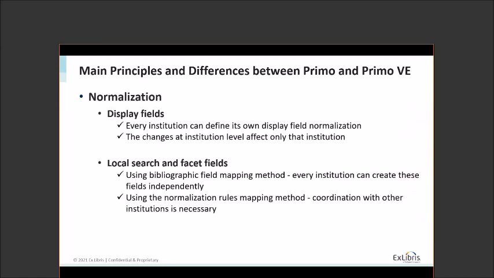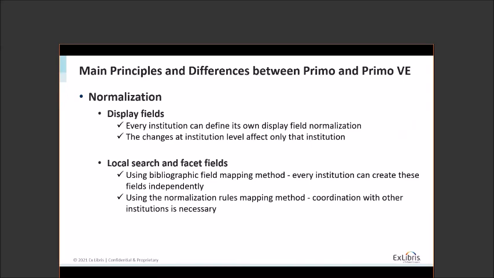In Primo VE display field normalization, every institution can define its own display field normalization rules with no relation to other institutions. The changes at the institution level affect only that institution. For example, a record from institution A that appears in institution B discovery will be affected by institution B normalization rules. The user experience of institution B will remain the same for records from institution B and for records from other institutions.